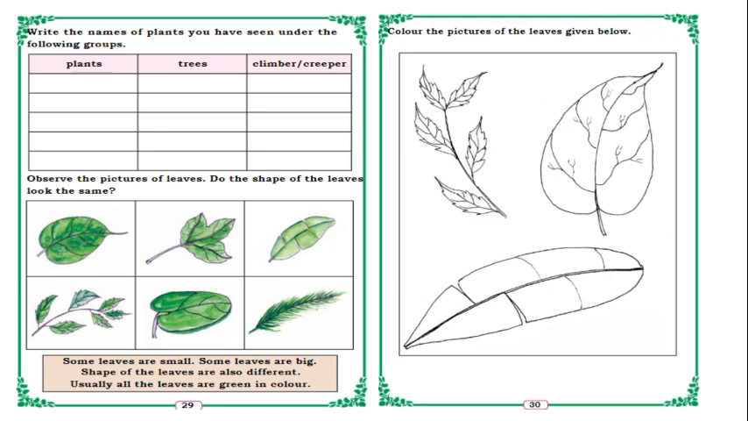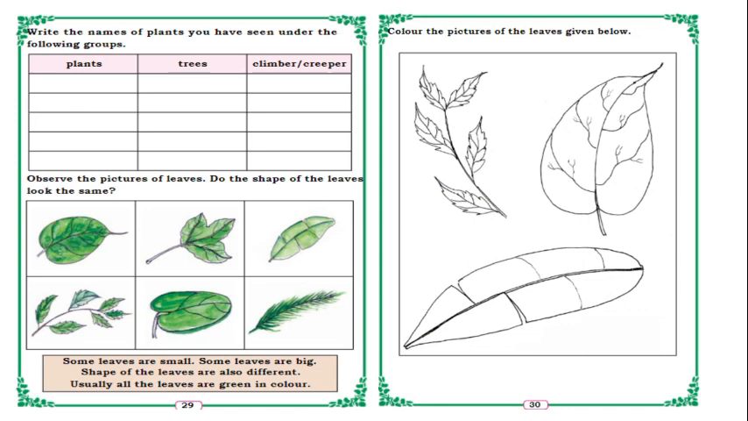Are these stems all the same? No, they have different types of stem. Some plants have soft and weak stems, and some plants have very strong stems. Yes, the shape and the size of the trunks of these plants are different. On the next page, write the names of plants you have seen under the following groups.